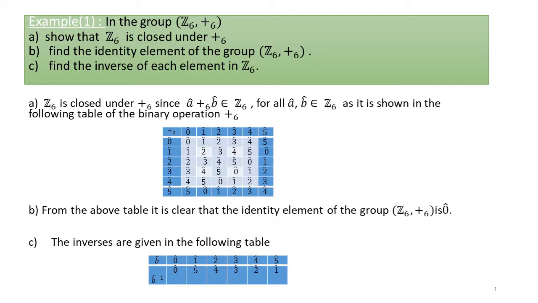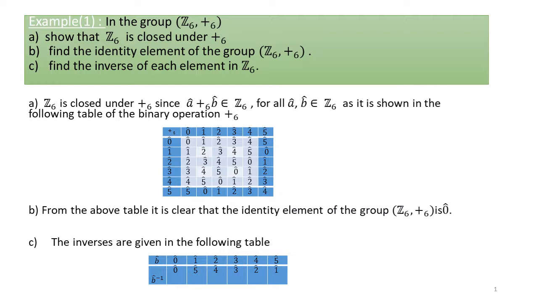Example number 1. In the group Z6, plus 6, number A, show that Z6 is closed under plus 6. B. Find the identity element of the group Z6, plus 6. Number C. Find the inverse of each element in Z6.